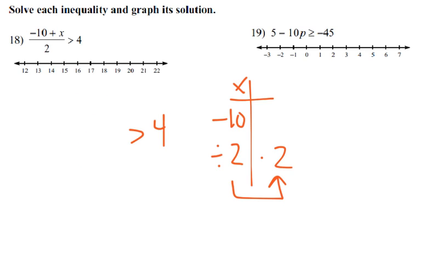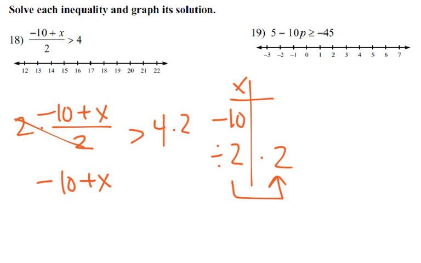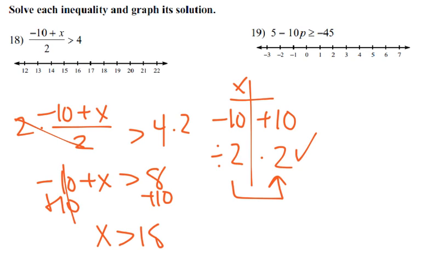Okay, so let me rewrite that. -10 plus x divided by 2. So we times both sides by 2. Because that 2's under all of it, we just times it once. So we get -10 plus x is greater than 8. Now we add 10 to both sides. So we get x is greater than 18. So to graph that, go to 18. It's not equal to, so draw a hollow circle. Is x bigger? Yep, so we shade to the right.